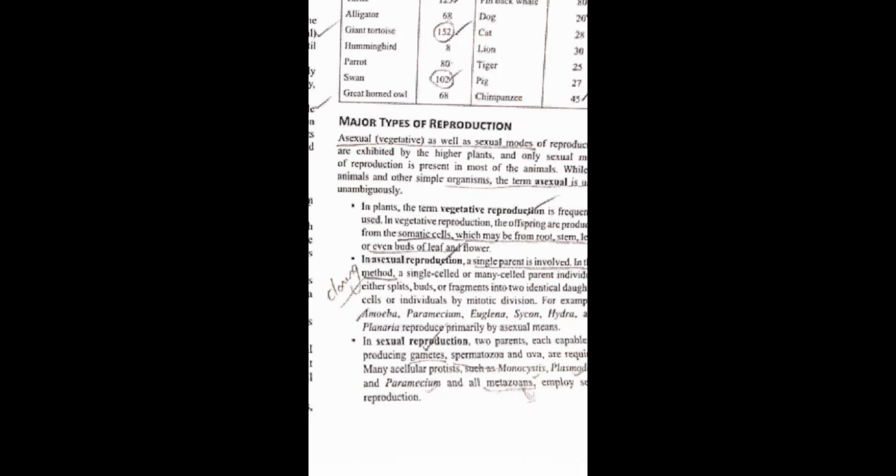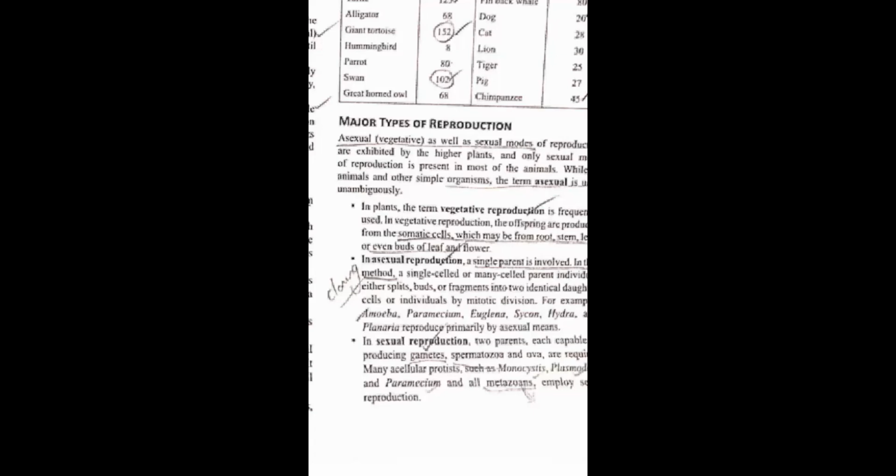That is called asexual. Without the parent's participation, they produce their young ones similar to the parent. That is also identical to the daughters. Daughter cells are produced by mitotic division, because it is one of the mitotic cell divisions. That's why. So they have given us so many examples. For example, amoeba, paramecium, euglena, sycon, hydra, and also planaria reproduce primarily by asexual methods. Okay, so these are all asexual methods.